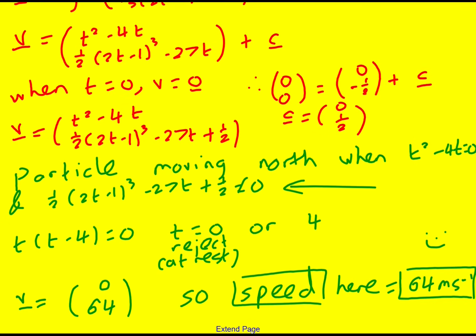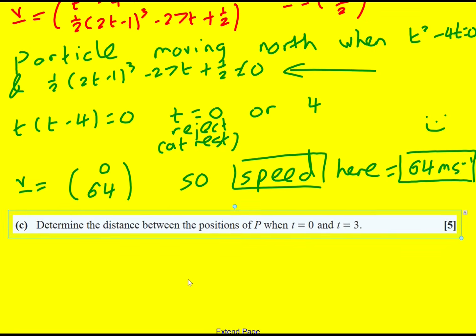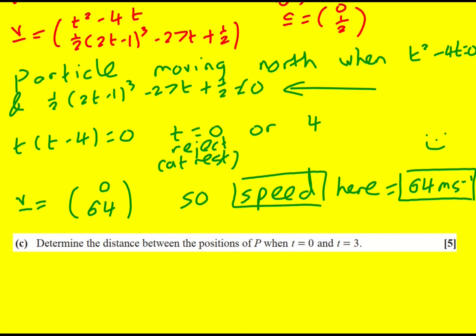Right, one more part to go. We're asked to determine the distance between the positions of P when t is equal to 0 and t is equal to 3. So first up, I need the displacement. And that is going to be given by integrating. By the way, you could use s, but typically r is used for the position. So I'll use that here. r is going to be the integral of v with respect to t.